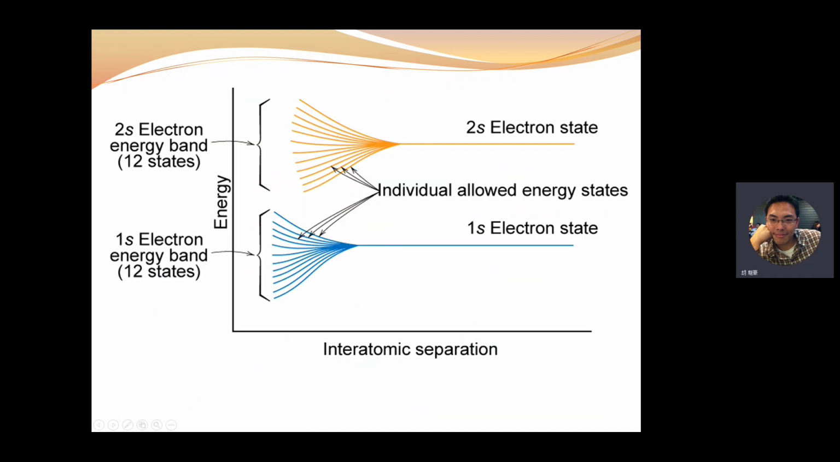Okay, so let's look at this figure. It shows the interatomic separation versus the electron energy. For example, if we have two atoms, right? Two atoms, and each has the 1s orbital. And when these two atoms come closer and closer, these orbitals will overlap.